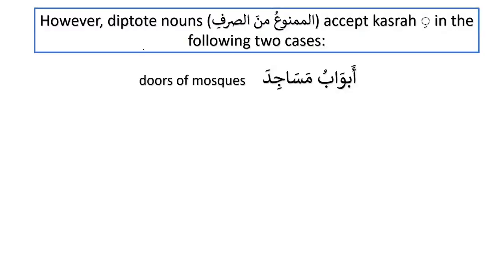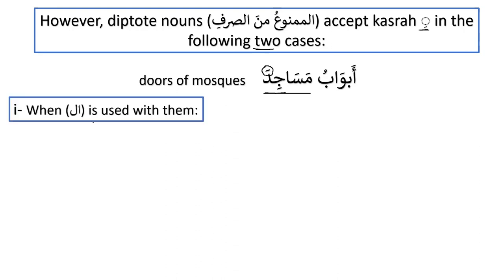However, diptote nouns, or al-mamnu min as-sarf, can accept tanween, or they can accept kasra, in the following two cases. The original construction will be abwabu masajida, because it's on the pattern of mafa'ilu. So we can see that it does not have kasra over here. So it will be abwabu masajida.